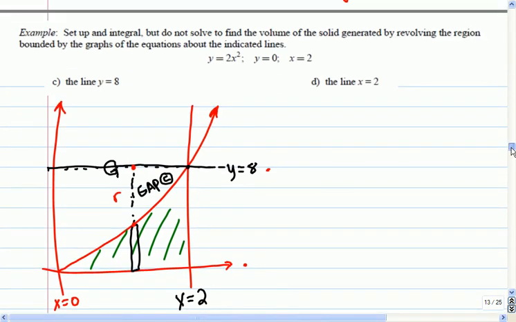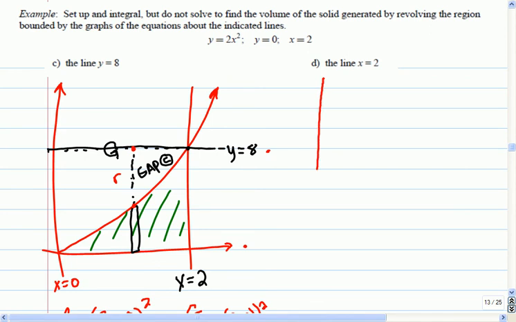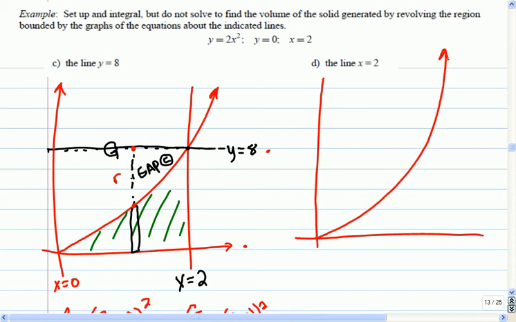Okay, so we'll do the other one here too, on the line x equals 2. So here is my picture again. And here is the region that I'm looking for. This time I'm rotating it around x equals 2. So if we continue to use the idea that these are the rectangles that we like to use, okay, this is obviously going to become a shell method.